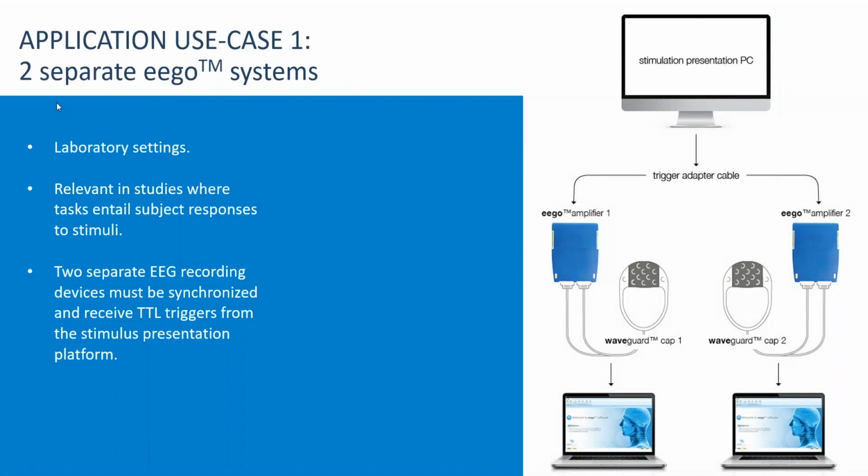I would be covering 3 use cases. The first one is when you're looking at separate eego systems. Just to make sure that you see my screen. Okay. Now, the first application use case is where you have 2 separate eego systems.